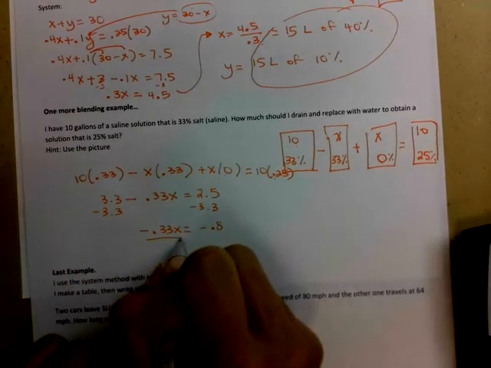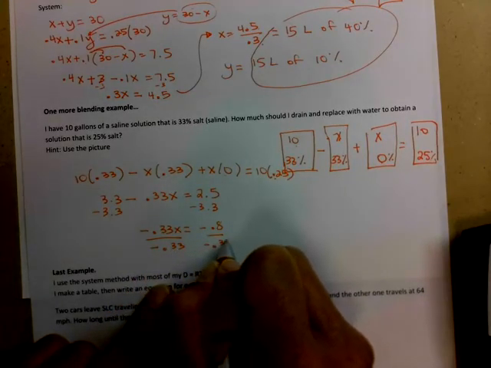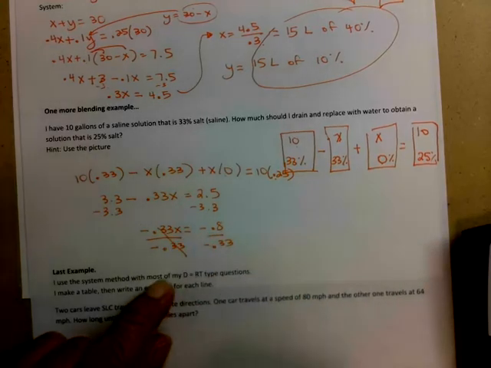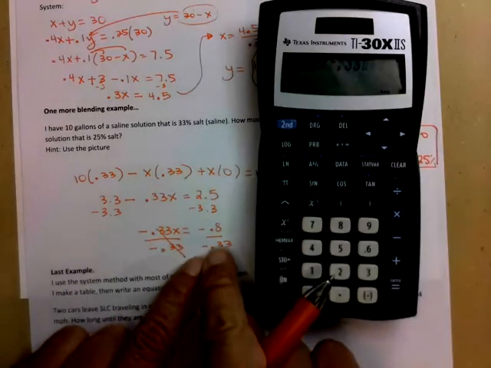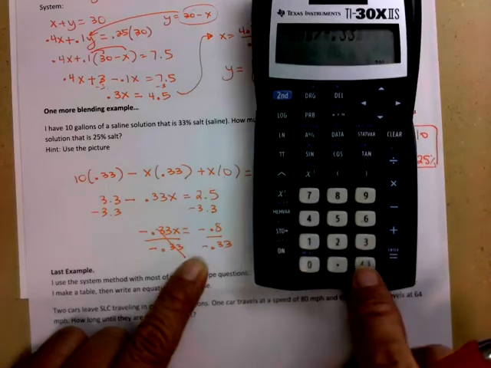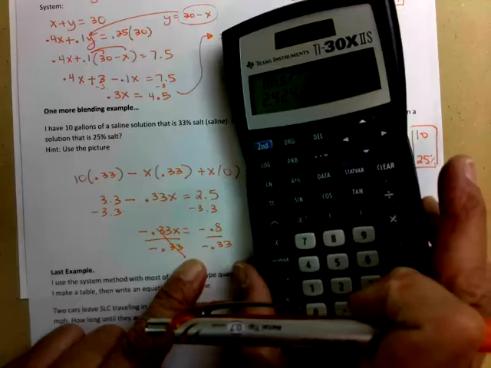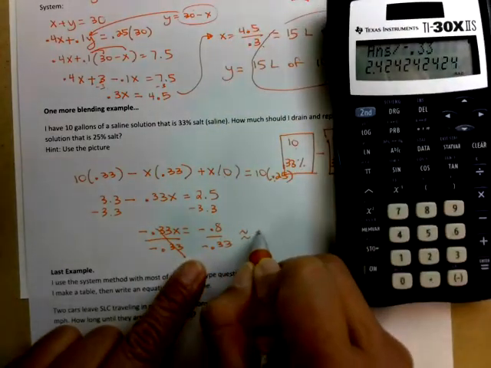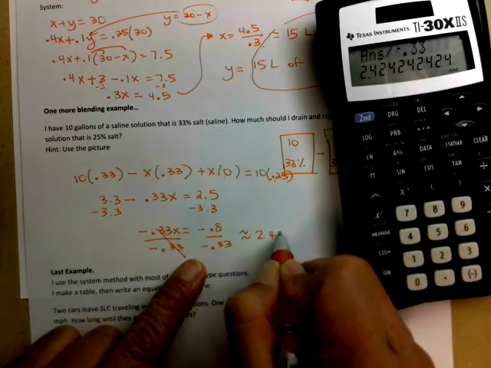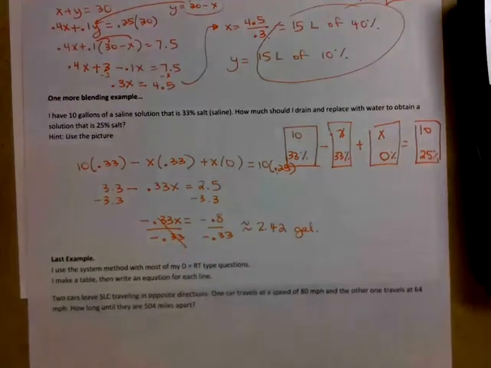So I would divide both sides by negative 0.33 to get the x by itself. So this is how much we have to drain and then add back in. So I'm just going to go straight to divide by negative 0.33. Oh, and remember, since I want to divide by the negative amount, you use the change sign key down here at the bottom of your calculator. And that looks like 2.4242. So we'll say that's approximately 2.42 gallons.